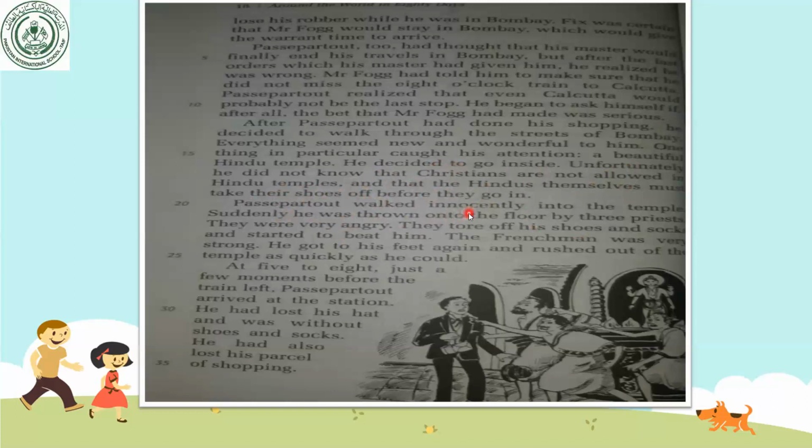Passepartout walked innocently into the temple. Suddenly, he was thrown onto the floor by three priests. Yes, dear students, thrown onto the floor by three priests. They were very angry. They tore off his shoes and socks and started to beat him. The Frenchman was very strong. He got to his feet again and rushed out of the temple as quickly as he could.